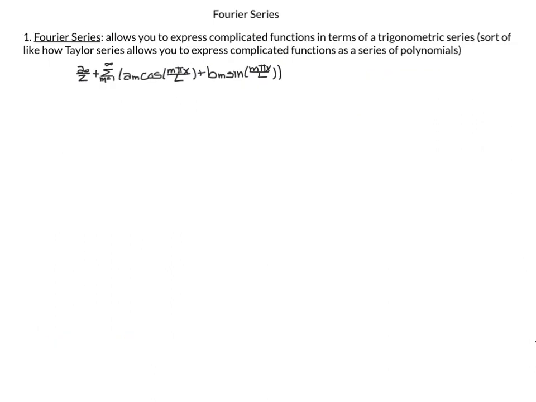The Fourier series allows you to express complicated functions in terms of trigonometric functions. And this is sort of like how the Taylor series allows you to express complicated functions as a series of polynomials. And here is our example of a series of trigonometric functions, cosines and sines. So we have a series of cosines and sines with different periods, different frequencies. We weigh them with different coefficients, and then we sum them together. And we do technically have this first coefficient, which is written out over here out of convenience, just for notation.